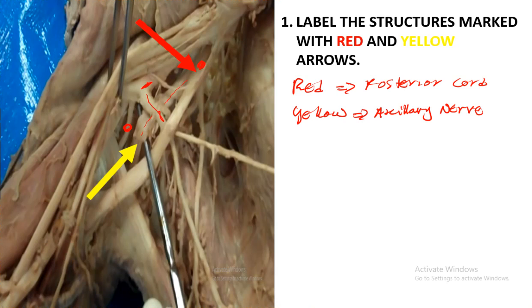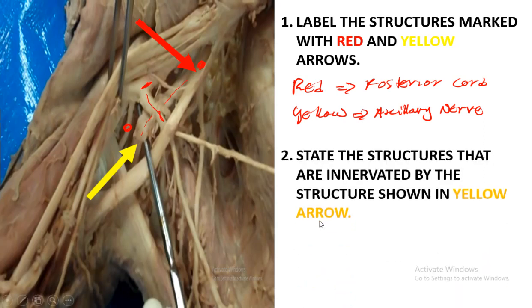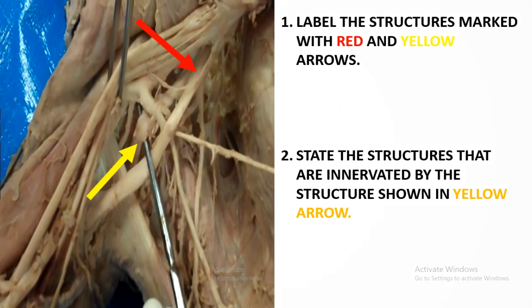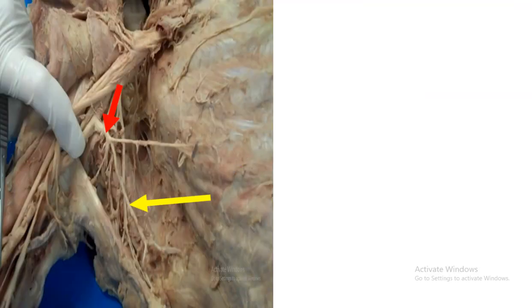Okay, so let's quickly look at the next question. What is it saying? The next question is, state the structure that is innervated by the structure shown by the yellow arrow. So the axillary nerve normally innervates the what? The deltoid muscle. Yes, the deltoid muscle is normally innervated by the axillary nerve. So the answer there is just the deltoid muscle. All right, let's quickly move on and look at the next question.